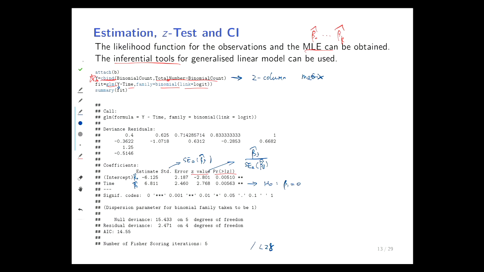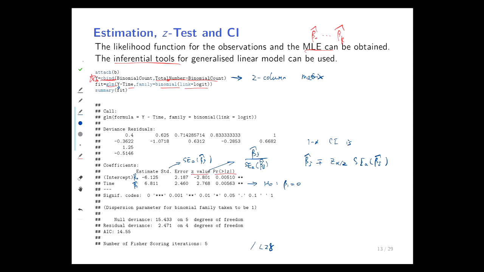And for the confidence interval, it is still very similar. That is beta j hat plus or minus z alpha divided by 2, that's the 1 minus alpha confidence interval, times the standard error of beta j hat. So basically everything stays very similar if you have this table.